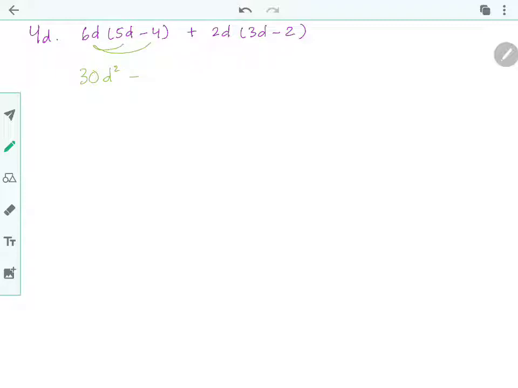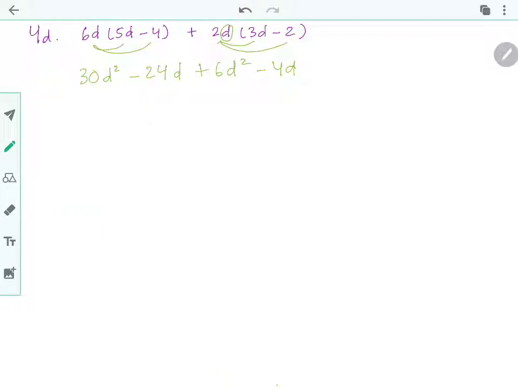So 6 times negative 4 is negative 24, and we have D there. Okay, now the right part, 2D times 3D, 2 times 3 equals positive 6, and D times D is 6D squared. Okay, next 2D times minus 2. Positive 2 times negative 2 is negative 4. Don't forget about the variable, so negative 4D.